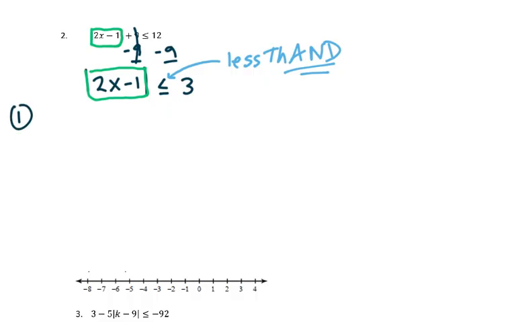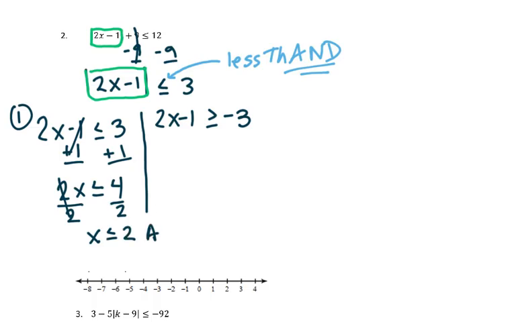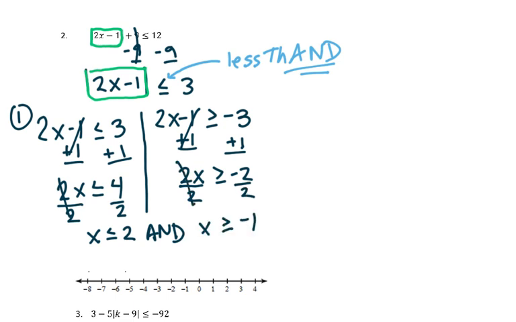Let's create our two inequalities. 2x minus 1 less than or equal to 3. Then 2x minus 1 greater than or equal to negative 3. So don't forget you flip and make it negative. So let's add 1 on both sides for the first one to get 2x less than or equal to 4. Divide by 2. I get x less than or equal to 2. And let's do the second one. I'm going to add 1 on both sides. I get 2x greater than or equal to negative 2. And then I divide by 2 to get x is greater than or equal to negative 1.